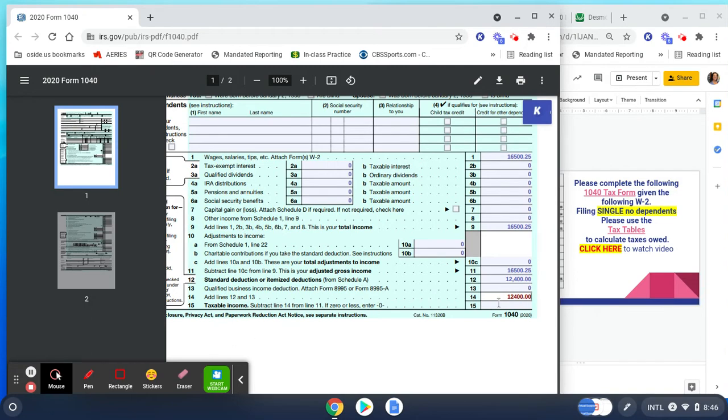And finally, here it comes, our taxable income. How do I get line 15? I need to subtract. I need to take the $16,500 that she earned and subtract the standard deduction of $12,400. When I subtract, I get $4,100. This is my taxable income that I need to go look up on a tax chart.